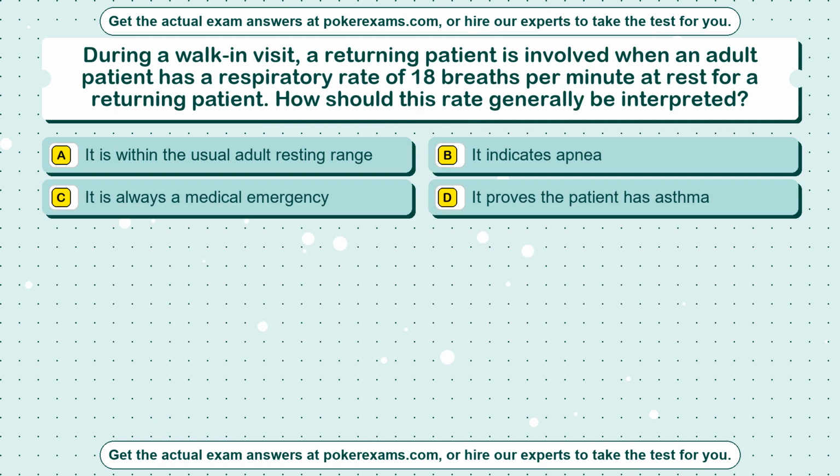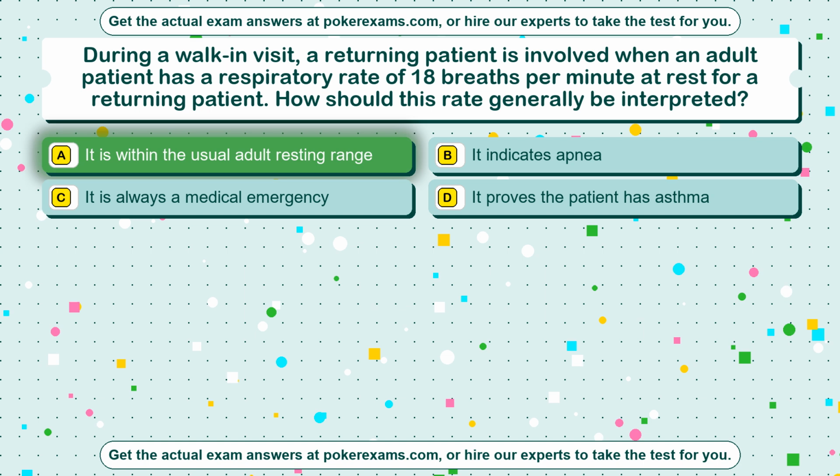Question 3. During a walk-in visit, a returning patient is involved when an adult patient has a respiratory rate of 18 breaths per minute at rest for a returning patient. How should this rate generally be interpreted? Option A. It is within the usual adult resting range. Option B. It indicates apnea. Option C. It is always a medical emergency. Option D. It proves the patient has asthma.